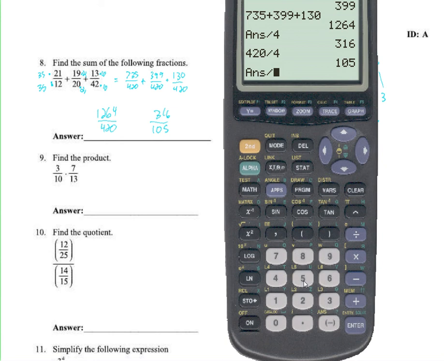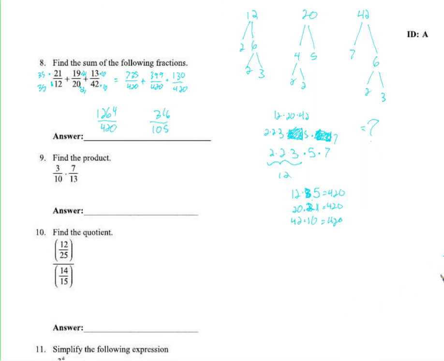So I know that's divisible by 5, that's 5 times 21, so it's 5 times 7 times 3, so this would need to be divisible by 5 or 7 or 3. It's not divisible by 3, because if I add these up, they're not divisible by 3. It's not divisible by 5, so we'll just try 7. 316 divided by 7. Nope, it didn't work. So this is it. This is as simplified as it can be.